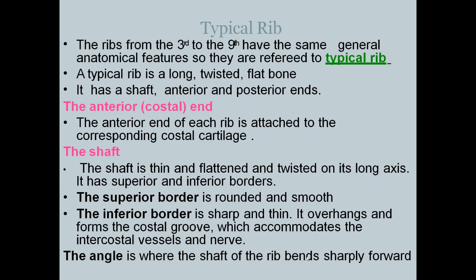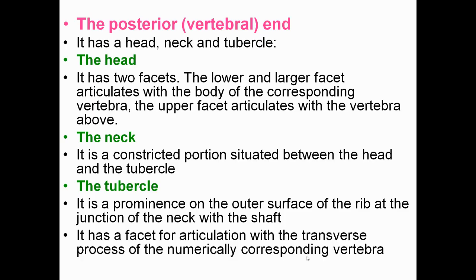It has a superior and inferior border. The superior border is rounded and smooth, and the inferior border is sharp and thin. It overhangs and forms the costal groove, which accommodates the intercostal vessels and nerve. The angle is where the shaft of the rib bends sharply forward.